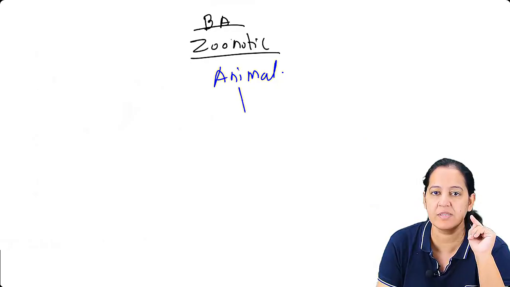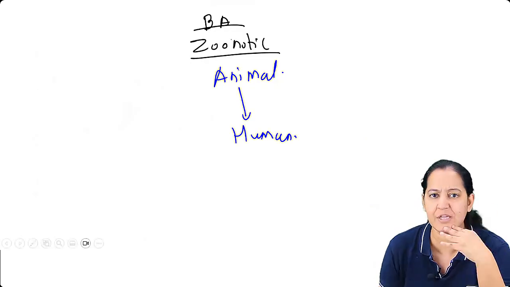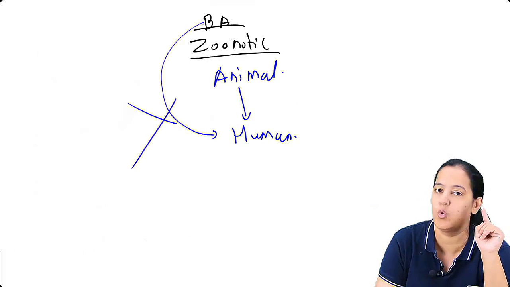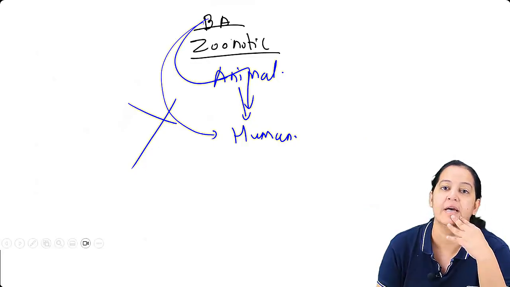So you will say, ma'am, how does it come to man? Anthrax occurs in human. But my point is that Bacillus anthrax cannot come directly to man. It will come to the man via animals only. It's a zoonotic disease.